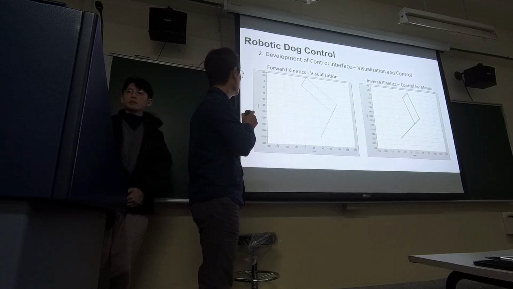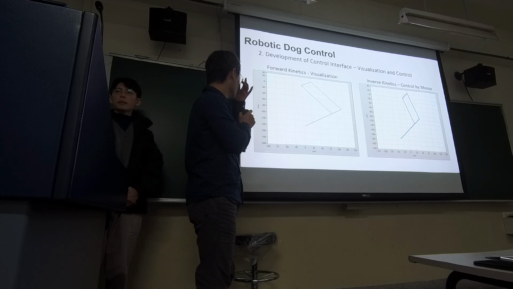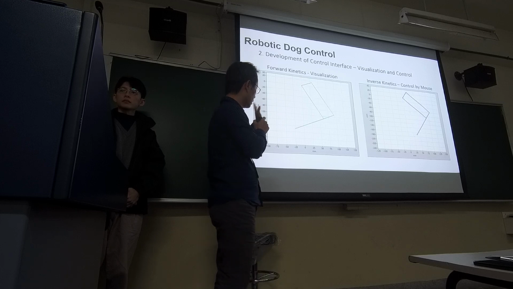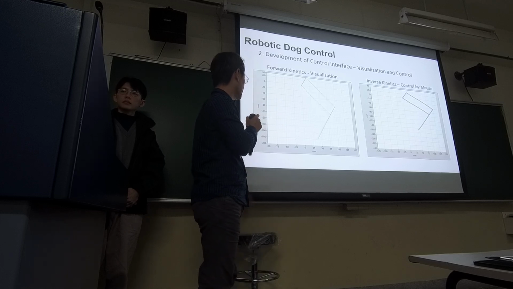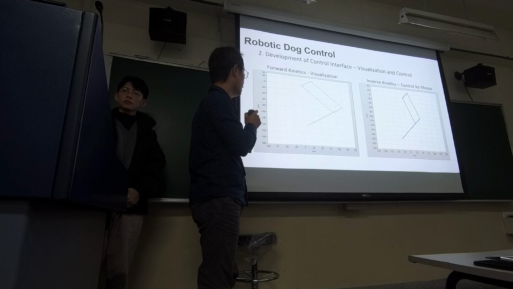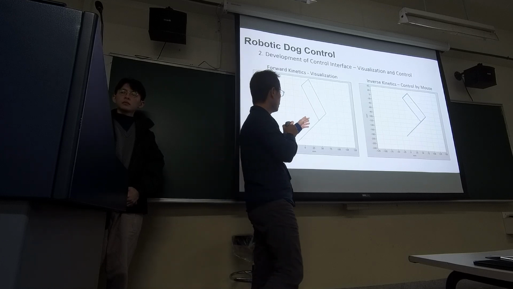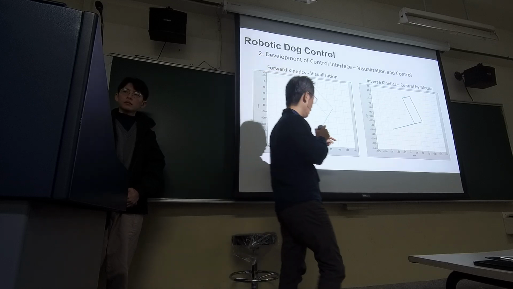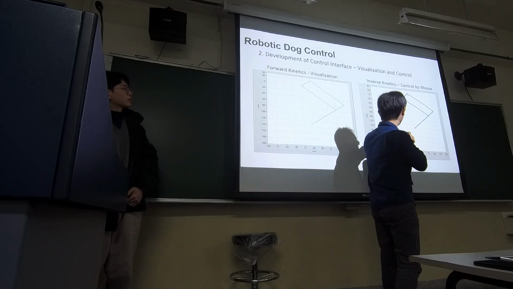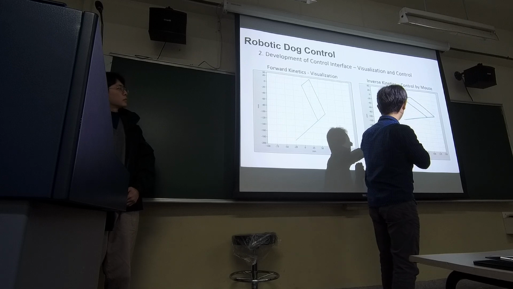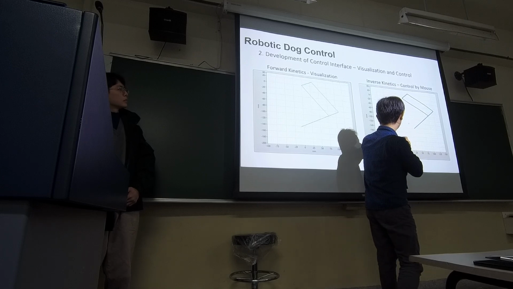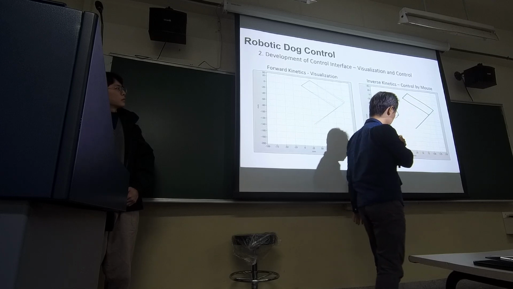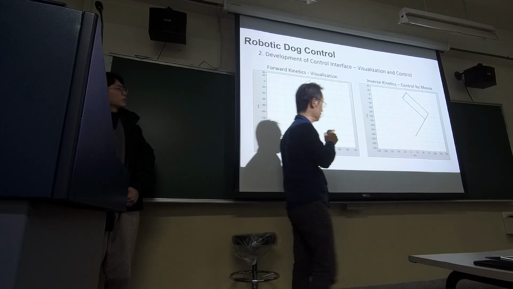So from the forward kinematics, I can visualize the limb movement on my control interface. And from inverse kinematics, any point I click on this figure by mouse can be tracked by the limb movement.